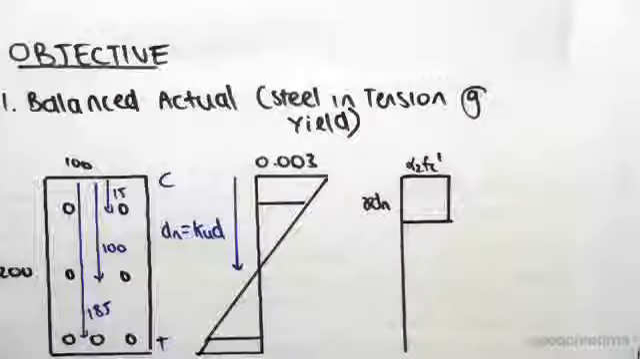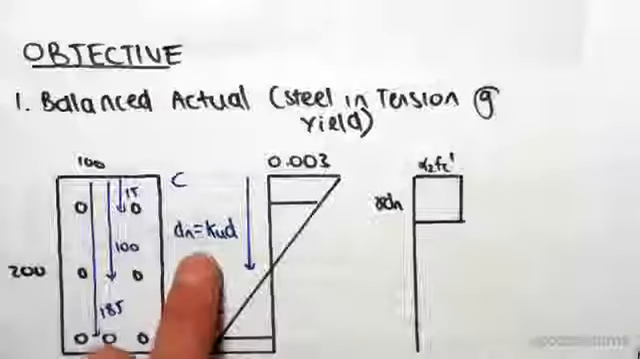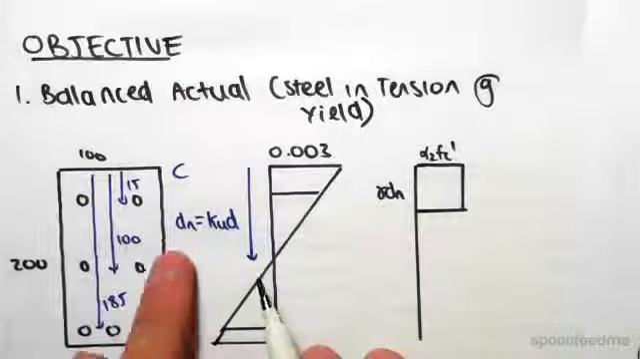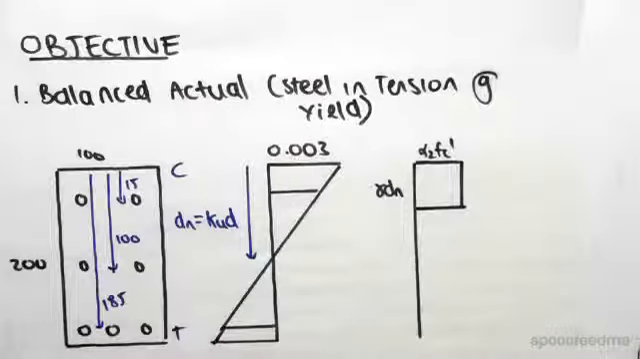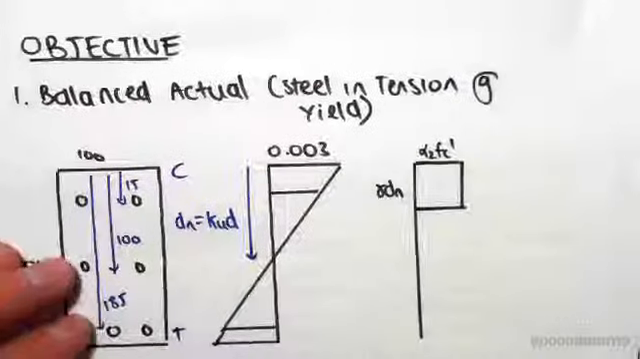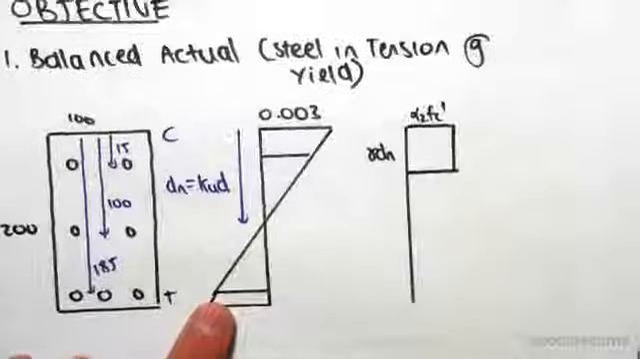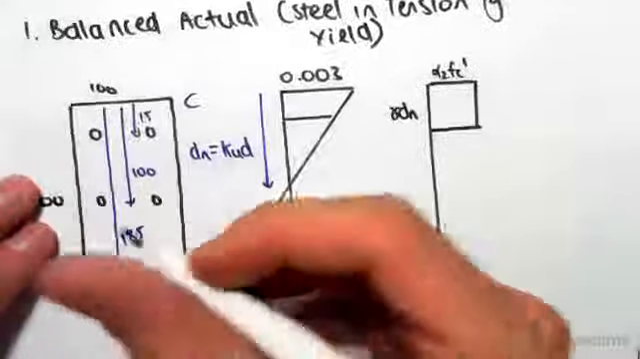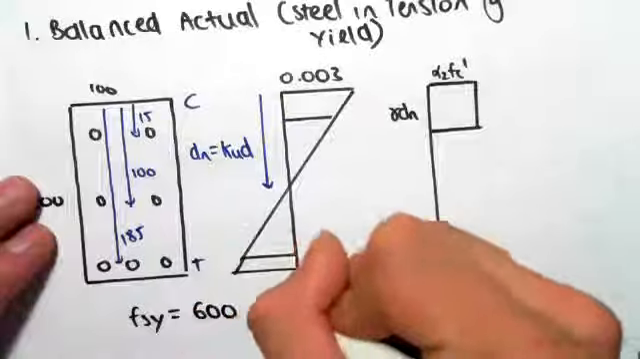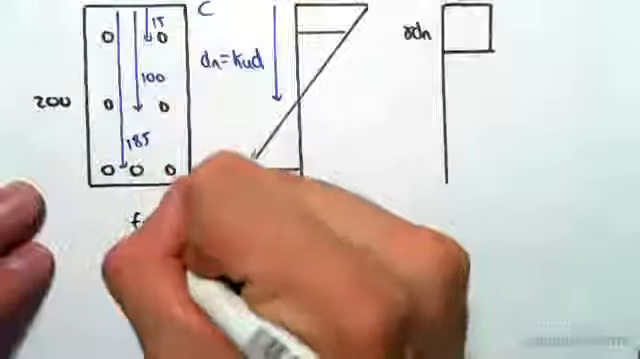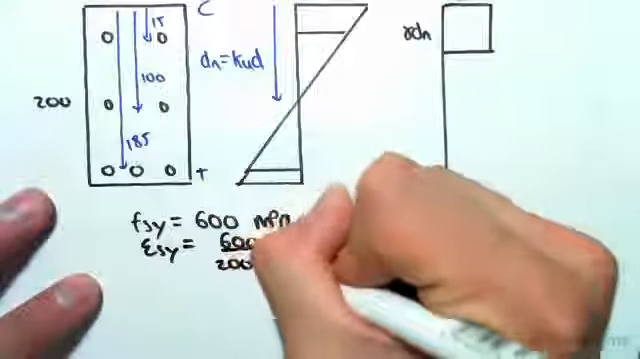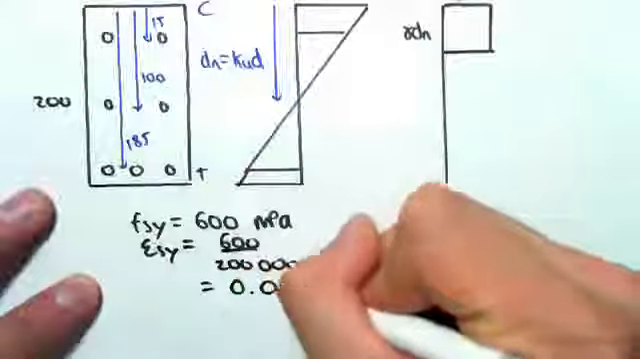Okay? So what we need to do first is determine the location of dn. So we need to work out how far to our neutral axis, dn or kud. I'm just going to abbreviate it as dn like I did in the previous video. So the way we do that is we first need to work out what the strain in our steel is at yield. So we've done this before, but the yield stress of our steel we set as 600 MPa, which means that the yield strain of our steel will be the stress over the elastic modulus, which gives us 0.003.